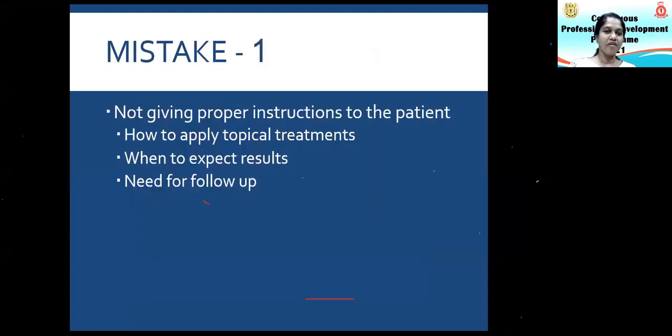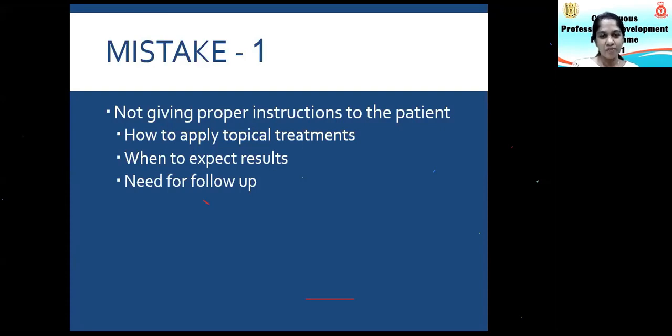So mistake number one is not giving proper instructions to the patients. Now, people will expect miracles. They expect they will just come about 1 or 2 weeks before their wedding and try to get their acne cured. So we have to properly instruct the patient about when to expect results. Usually acne medication takes time. It usually takes at least 1 month to start showing some improvement. This message has to go to the patient, otherwise they will just end up with another doctor.